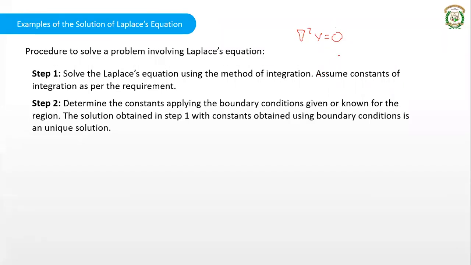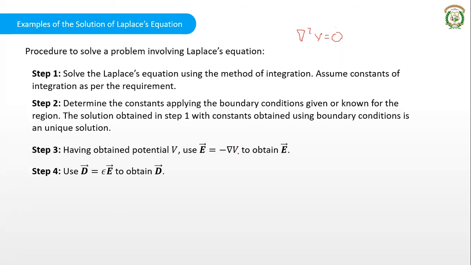In the next step, determine the constants by applying the boundary conditions given or known for the region. The solution obtained with constants from the boundary conditions is a unique solution. Once you get V, you can find E, where E is equal to minus del V. Once you get E, the electric field intensity, you can get the electric flux density. For any homogeneous medium, D is equal to epsilon into E. From V you find E, and from E you find D.